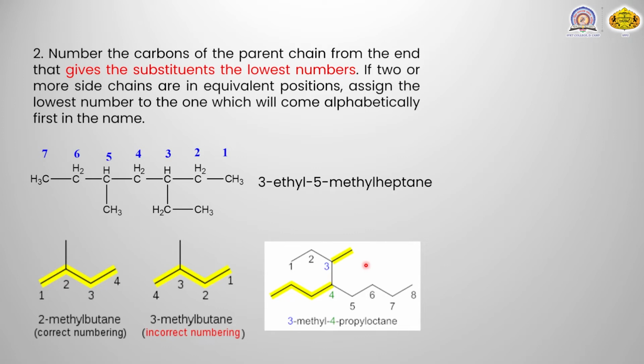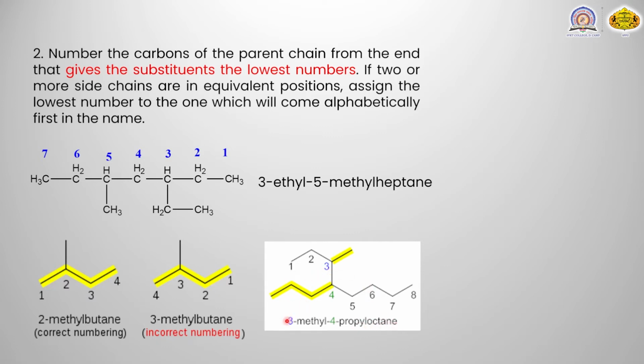In order to give it a name, M comes first, then P follows. So the name of the compound will be 3-methyl-4-propyloctane. The position number of the methyl group is mentioned first, then the name of the substituent, followed by a hyphen, then the position of the second substituent, which is at the fourth position, followed by a hyphen, and then the name of the substituent, and then the name of the parent chain.